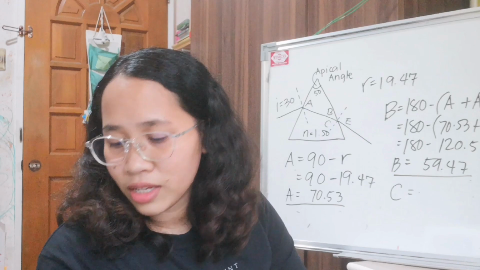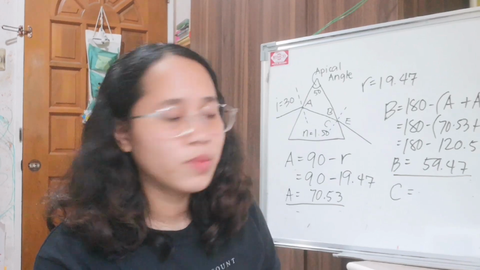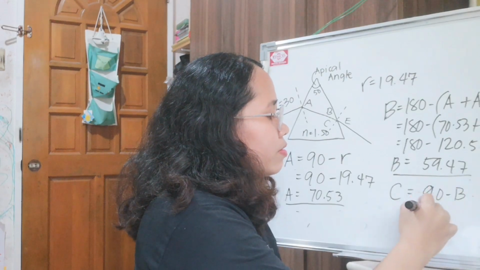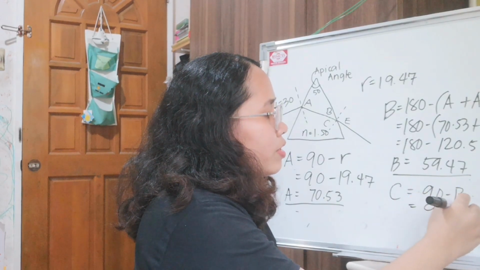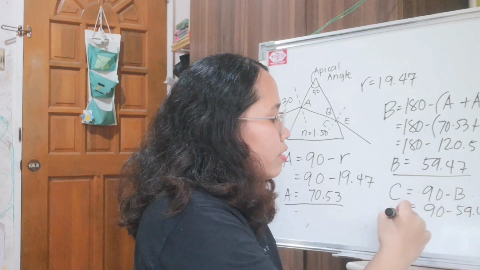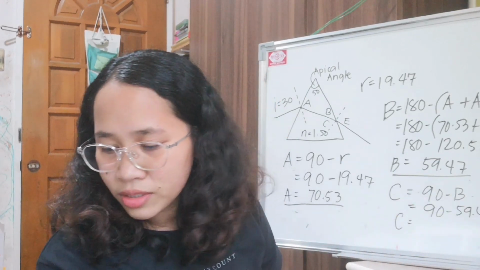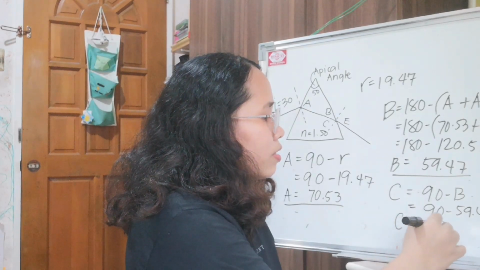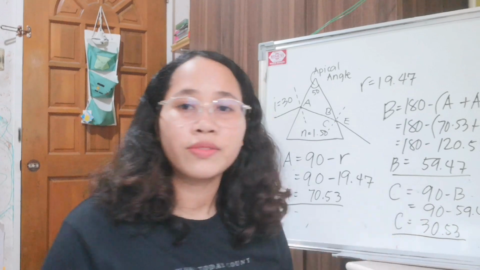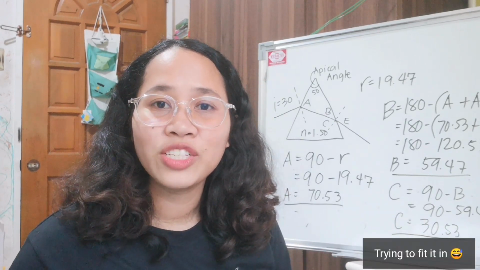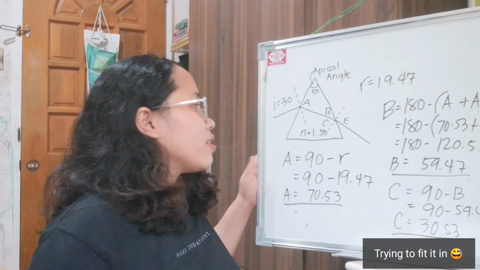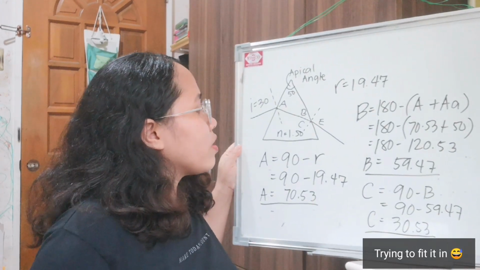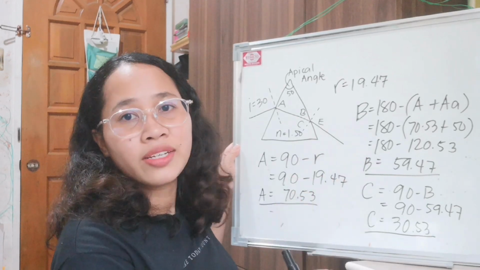So now we will be in letter C. Letter C is 90 minus B. 90 minus 59.47. So C is 30.52. Did you catch up? Can you see it? Okay, sorry. So this is the A, B, C.